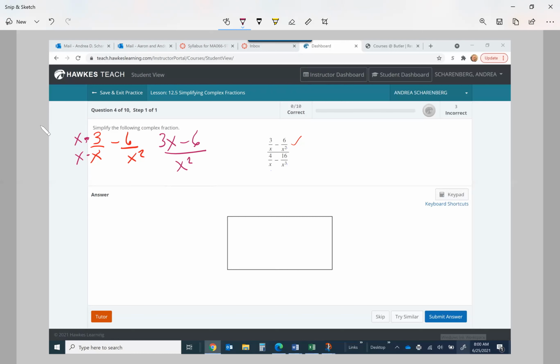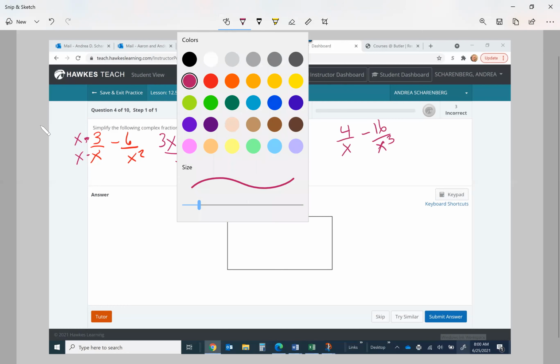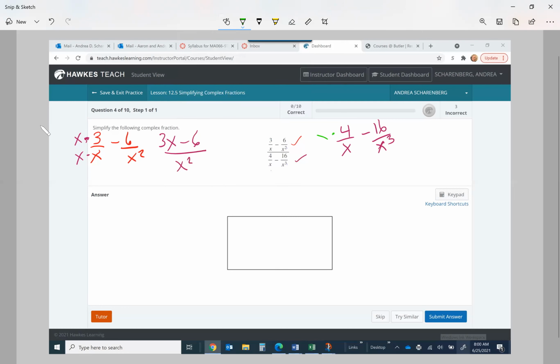Okay, and then on this bottom one here, I have 4 over x minus 16 over x cubed. So the common denominator is x cubed. So I need to multiply top and bottom times x squared so I can get the common denominator of x cubed. So now on this one, I have 4x squared minus 16 over x cubed.